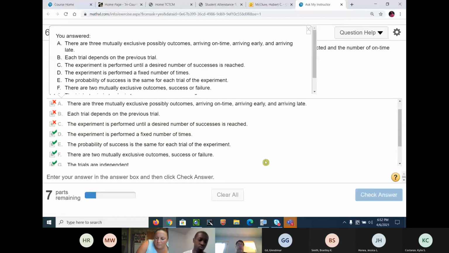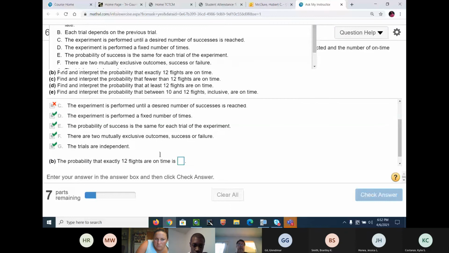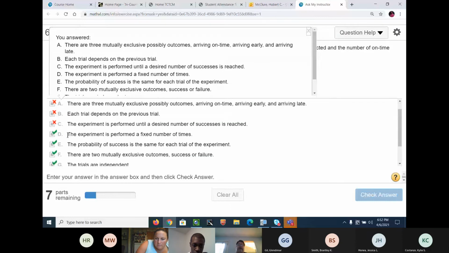Let me write them down, because they might swap them when I do the question again. And they're in your notes also from the slide that we went over in 6.1.